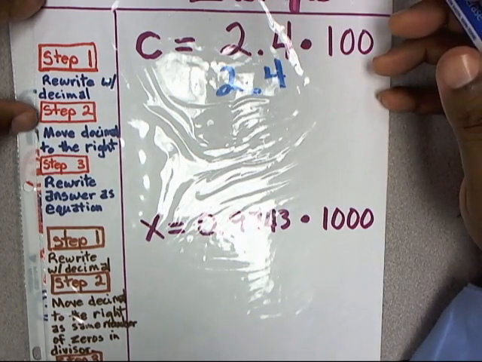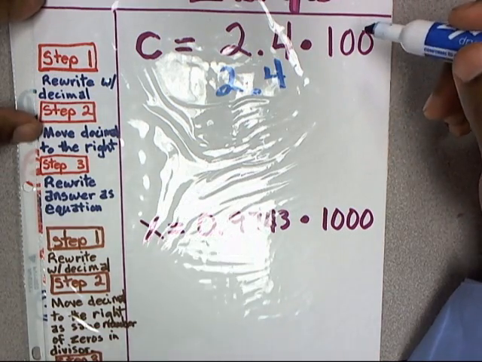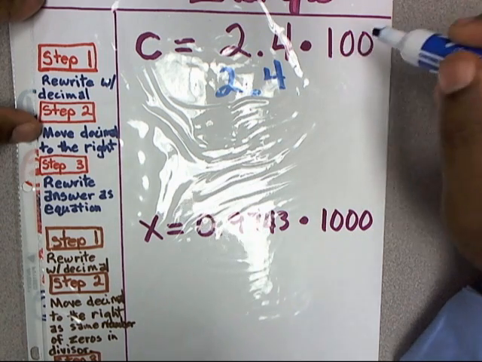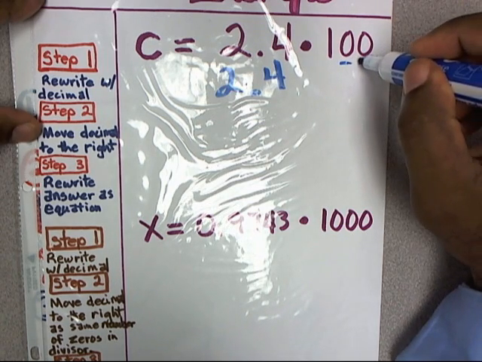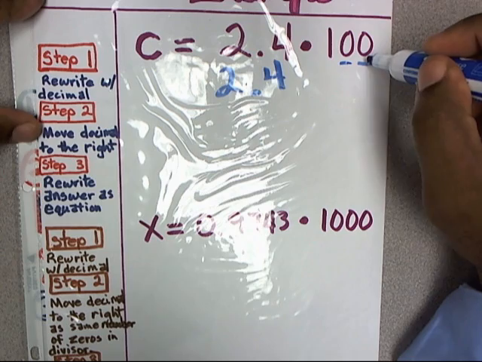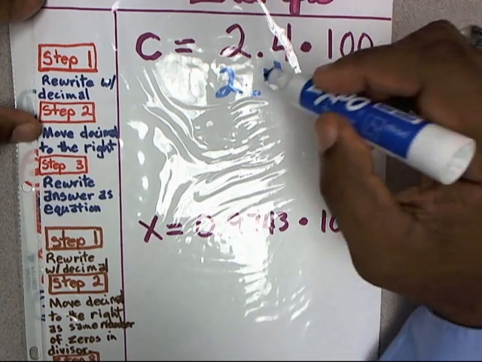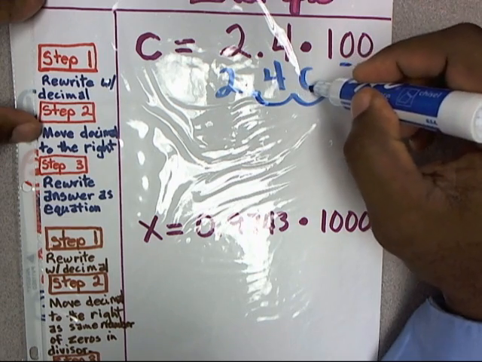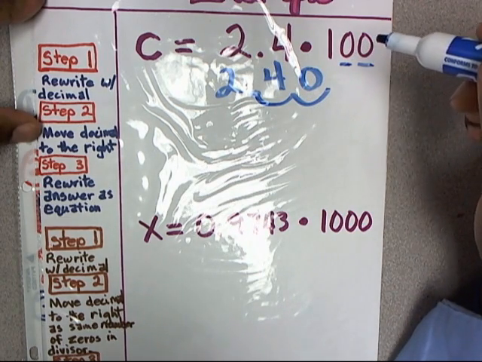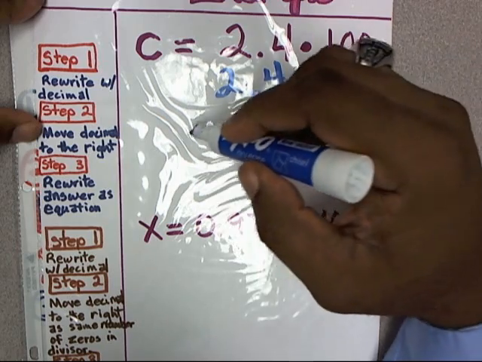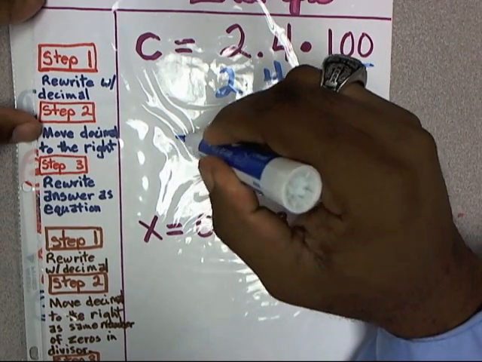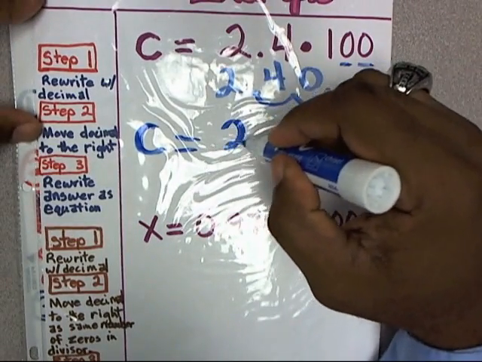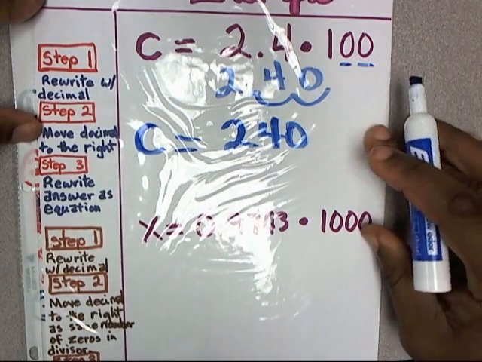Okay. Step number 2, we're going to move the decimal to the right, the same number of places as zeros in the factor. So we have 2 zeros, so we're going to move it to the right two places. That gives me, and step number 3, I have to rewrite answer as an equation. So C equals 240.